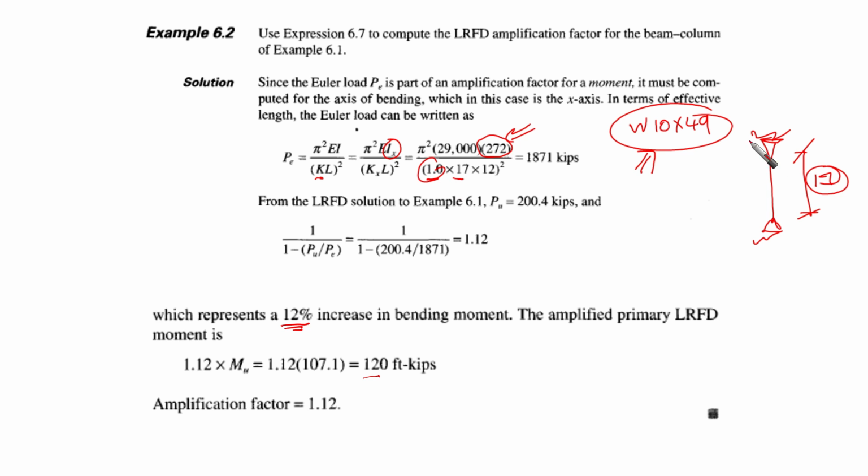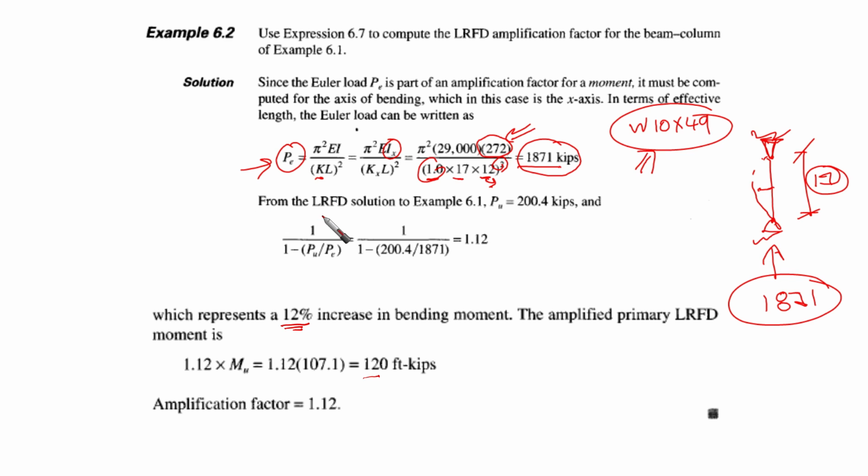K is 1 because we have pin-pin condition. 12 is the conversion from foot to inch, so we have 12 inches in 1 foot, and it is raised to the power 2. Then we have PE. What is PE? It is the Euler buckling load, the buckling load under pin-pin condition. So if we apply 1871 kips on this loading, we're going to find that it would start buckling.